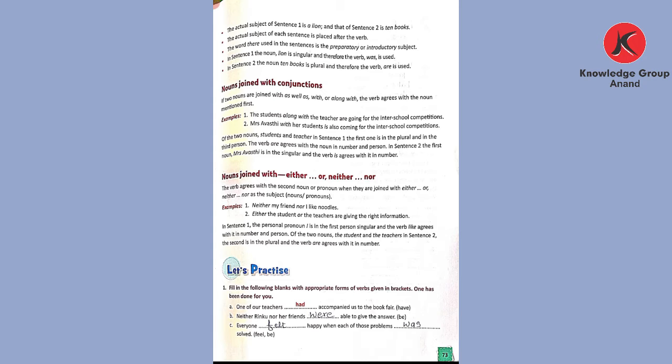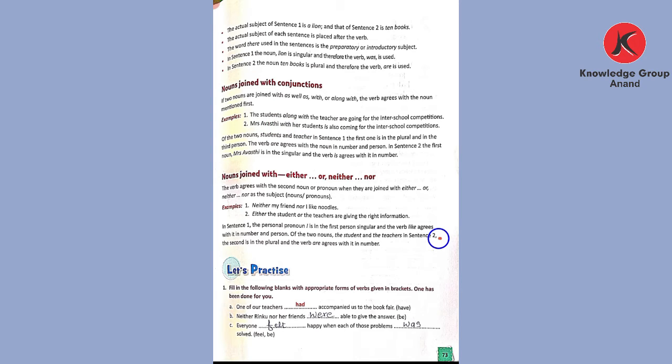Which are the two nouns joined? Students and teachers. See here. These two nouns are joined with the conjunction along with in the sentence. In the second sentence, Mrs. Awasthi with her students. Mrs. Awasthi and her students are the two nouns and they are joined with the conjunction with here in the sentence.